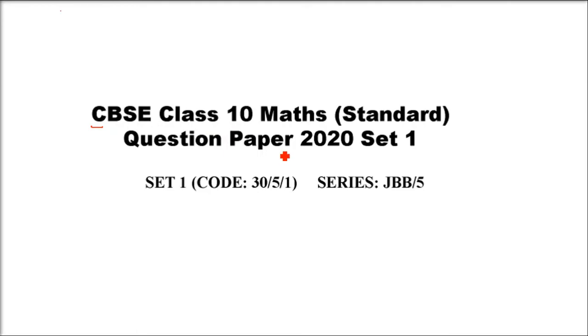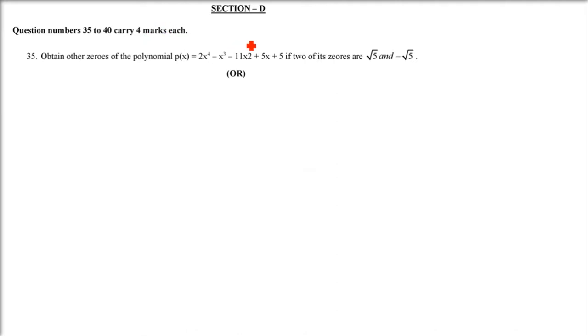This is the CBSE Class 10 Math 2020 question paper. We are solving it. This is section D, so 4 marks questions are here. Obtain the zeros of the polynomial p(x). This is the polynomial.